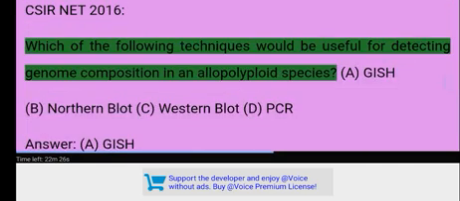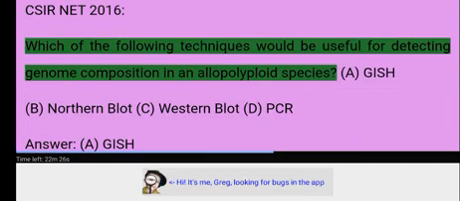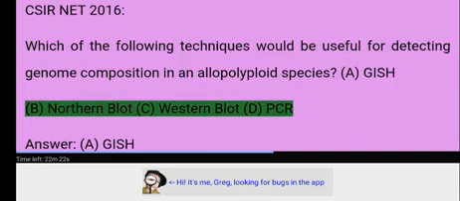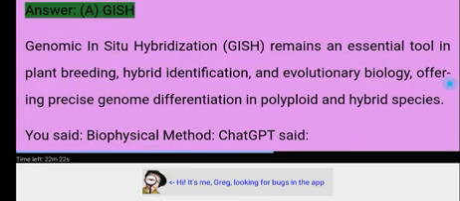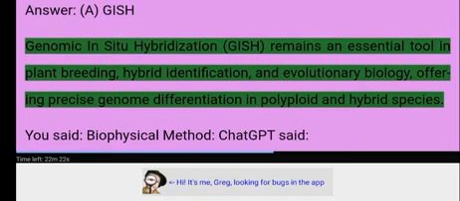CSIR-NET 2016. Which of the following techniques would be useful for detecting genome composition in an allopolyploid species? A. GISH. B. Northern blot. C. Western blot. D. PCR. Answer: A. GISH. Genomic in situ hybridization, GISH, remains an essential tool in plant breeding, hybrid identification, and evolutionary biology, offering precise genome differentiation in polyploid and hybrid species.